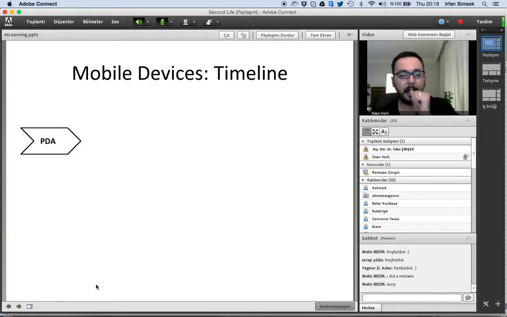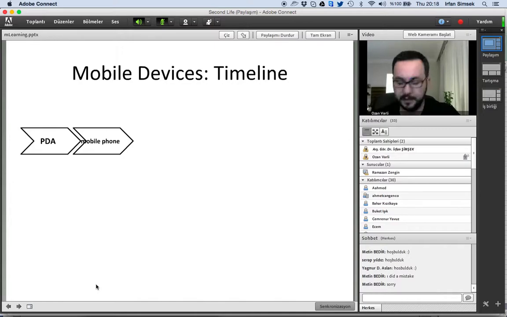How about the mobile devices? Of course, we had computers earlier, but PDAs, personal digital assistants, came of age sometime around the 1980s. In 1984, the first PDA, named Scion, was a big revolution. You could have your computer right in your palm and you could operate certain basic functions in the convenience of your palm.